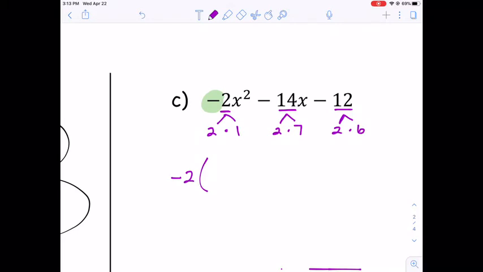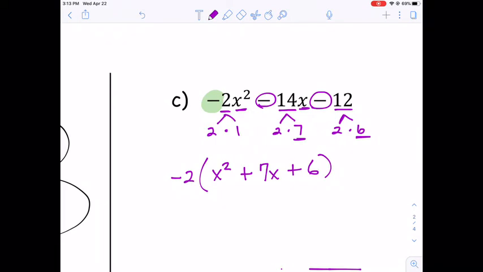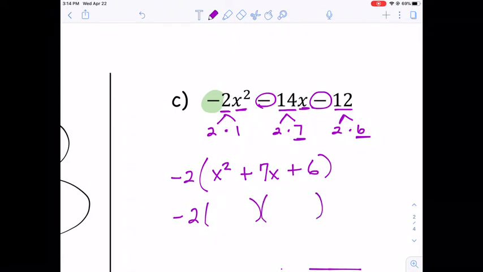So that will leave me with a positive x squared. This was negative, so it's going to turn into a plus 7x. So I need the 7 and the x. And then this sign was a minus. It's going to change signs to a plus. And I've already brought out the 2, so I just need the 6. Now bring down that -2. See if you can factor this again.